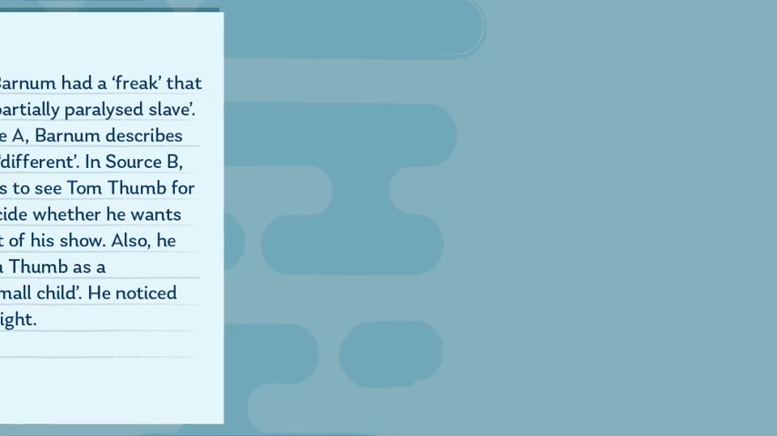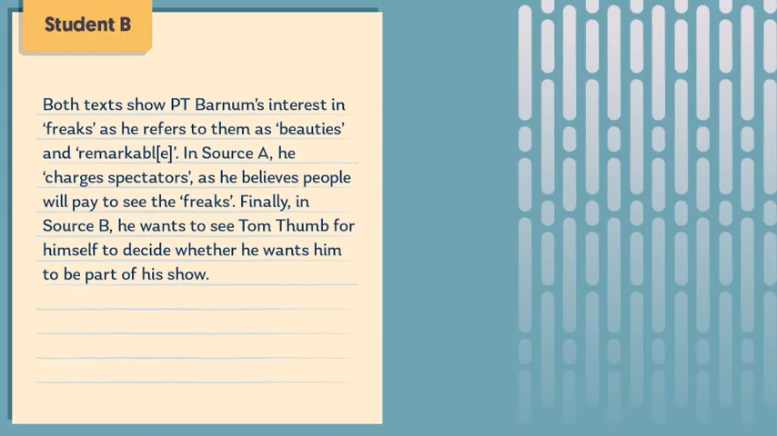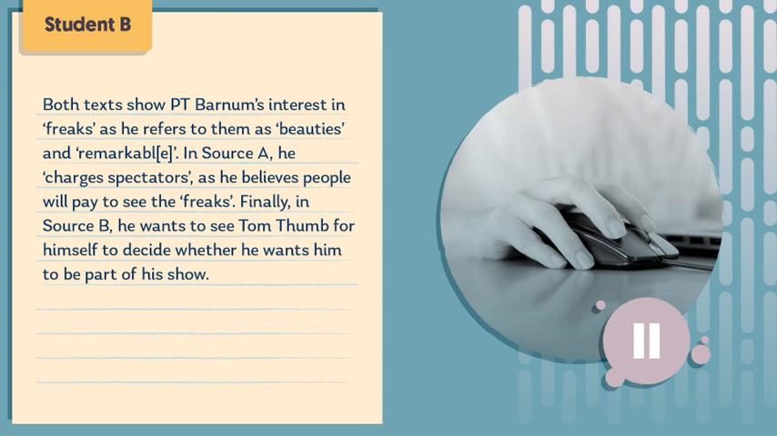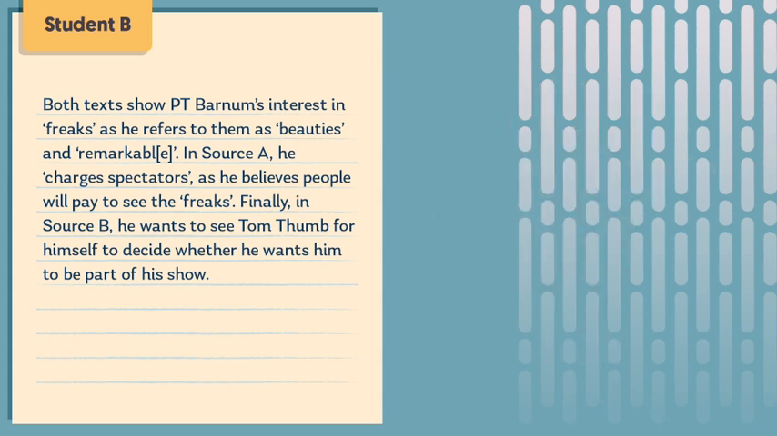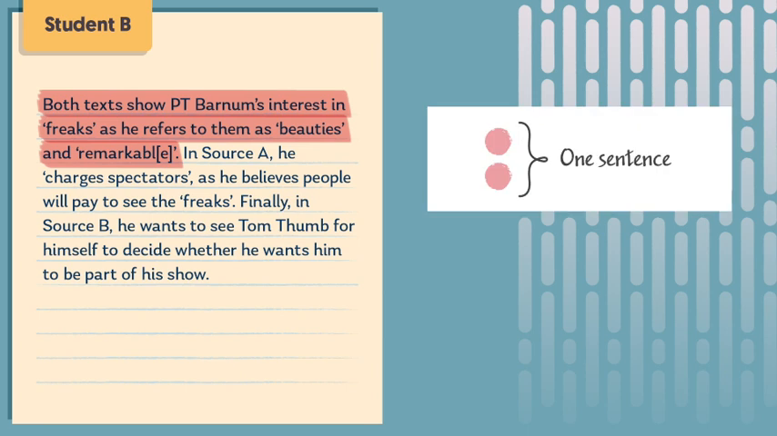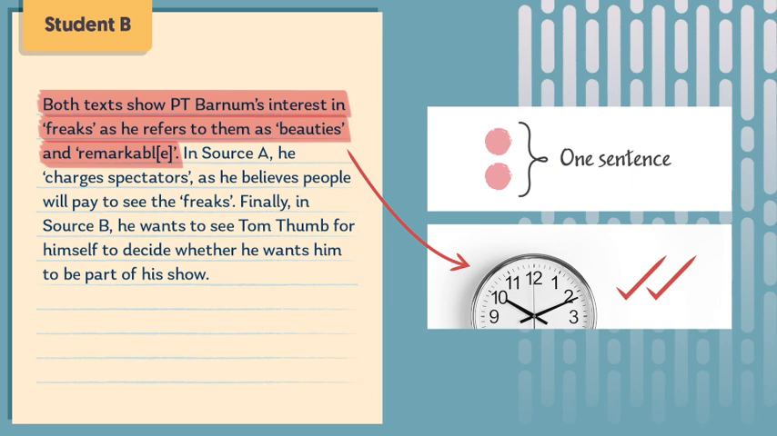Now let's see how student B answered the same question. Press pause now to give yourself time to read through their answer carefully, and press play again when you're ready. One notable difference between this student and the previous student's response is the both statement. By grouping 2 similar ideas together into 1 sentence, this student has saved themselves time while earning themselves 2 easy marks. They make it clear which text they're referring to and give evidence from each, beauties and remarkable.